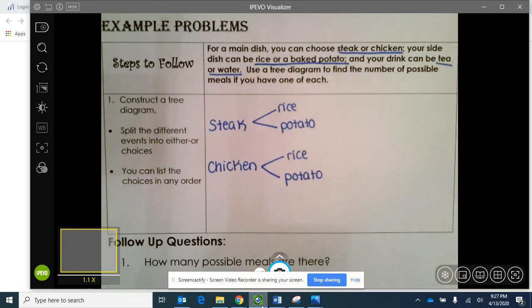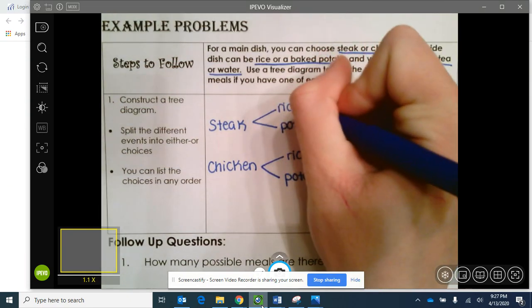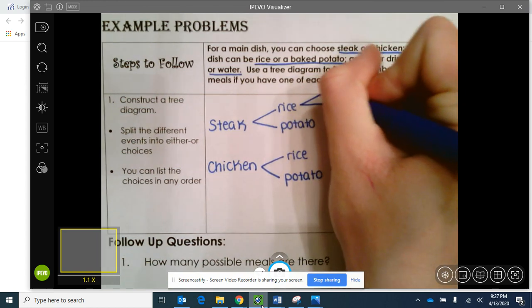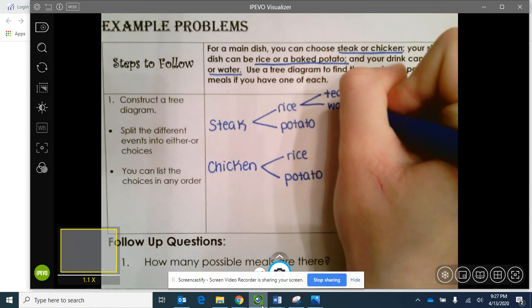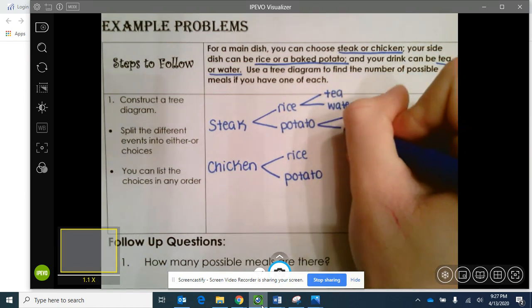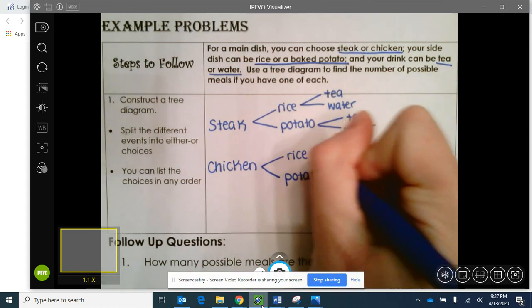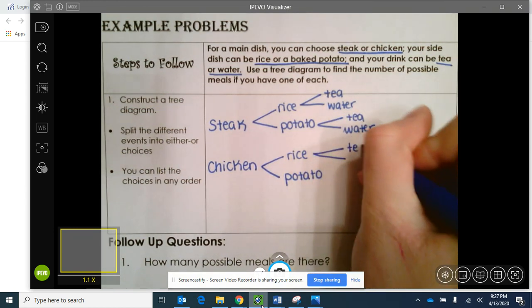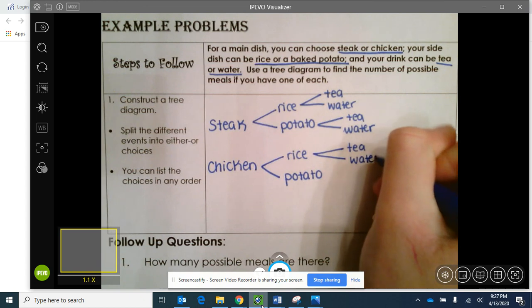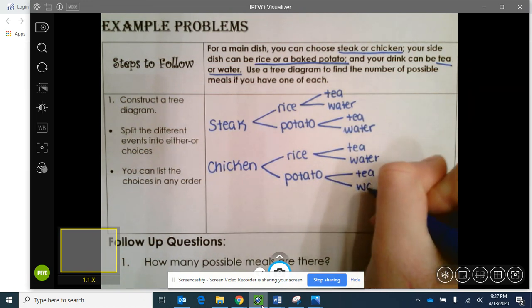And then the last decision that you would have to make concerns your drink. So you can either pick tea or water. So from this rice, I'm going to branch off with my drink options, tea or water. Same thing with my potato here, tea or water. And then same thing down here. For my rice here, I would pick tea or water. And then off this potato, I would branch off into tea or water.